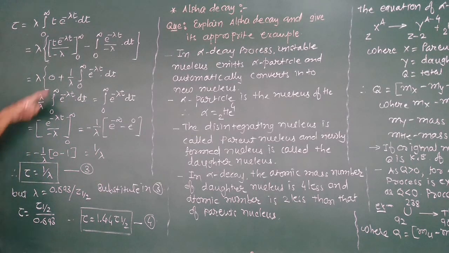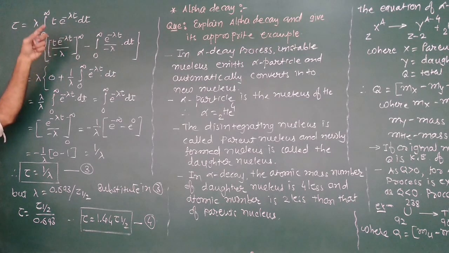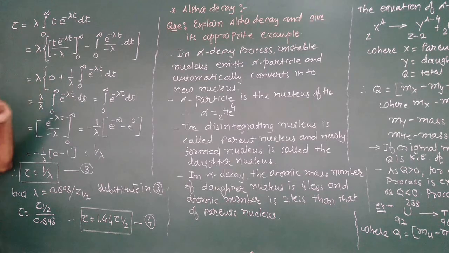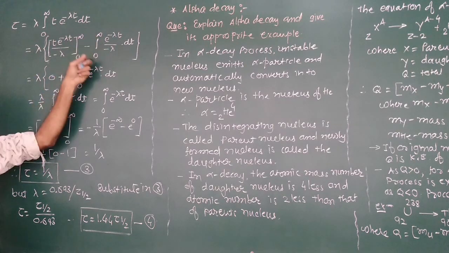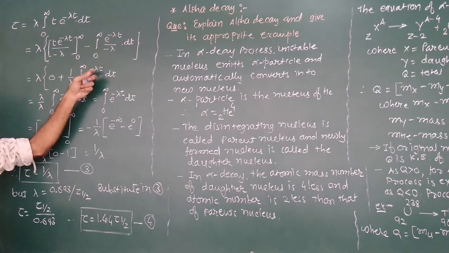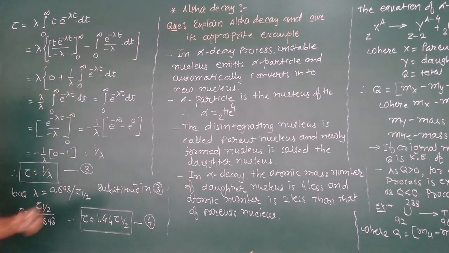Now, lambda is taken common, or first we substitute the value of t. Therefore, that becomes 0. The first term becomes 0. And we substitute the upper and lower values of t as 0 and infinity. So, lambda into bracket 0, this negative becomes positive, 1 upon lambda as it is, integral 0 to infinity e^(-lambda t) into dt.